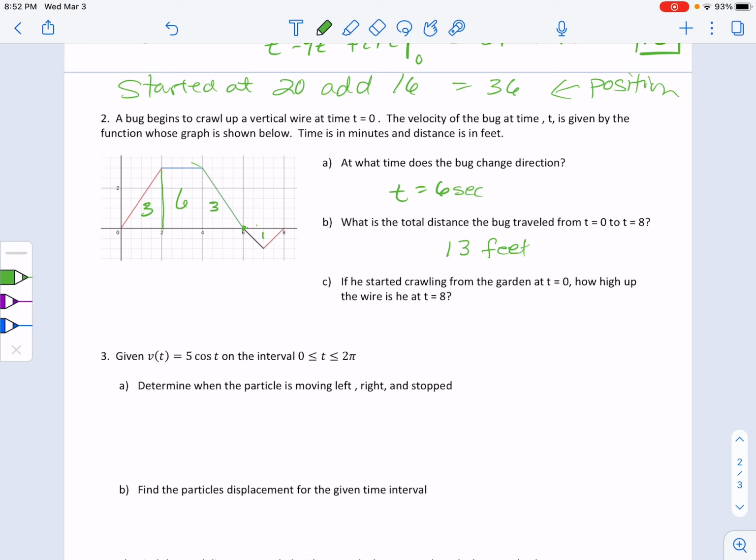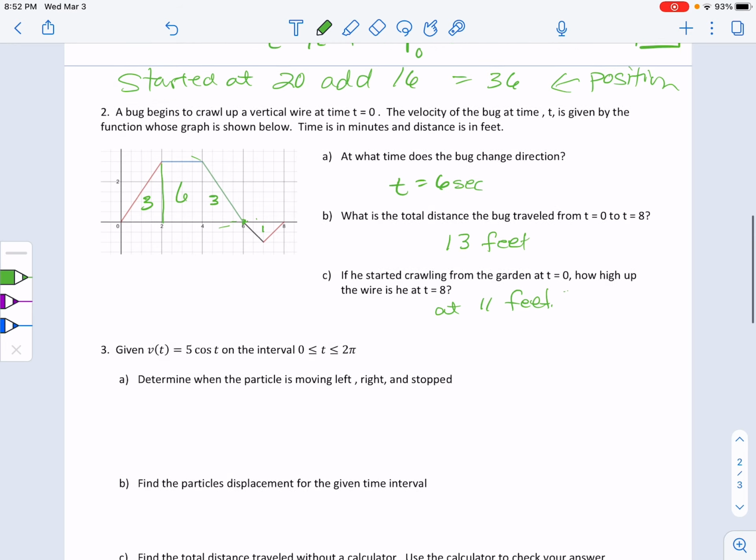Okay. If he started crawling from the ground at 0, how high up the wire is he at 8? He's talking about displacement. So he went up 12, came down 1, so he's at 11 feet. Okay, that's displacement.